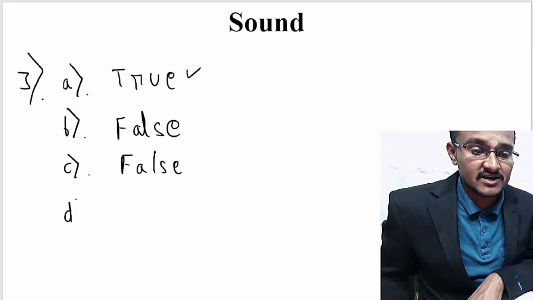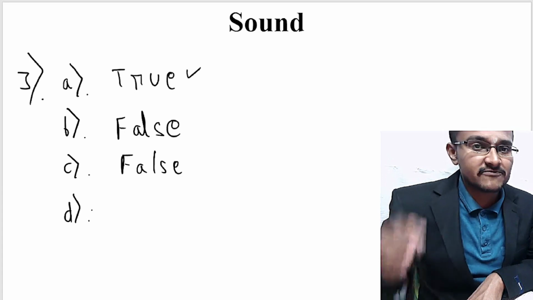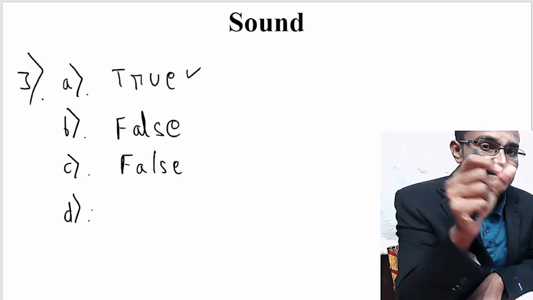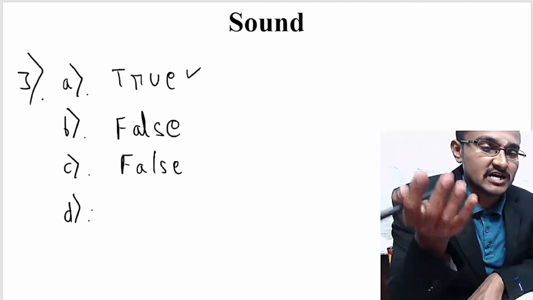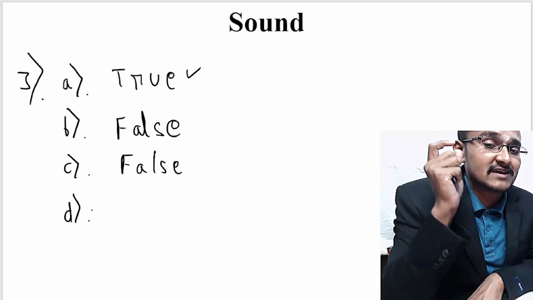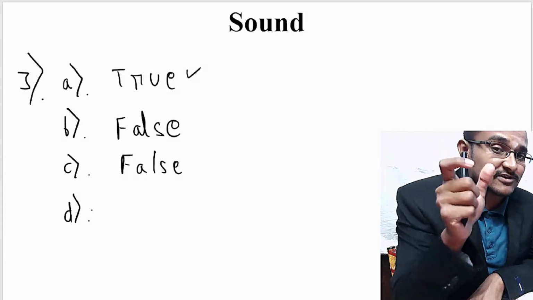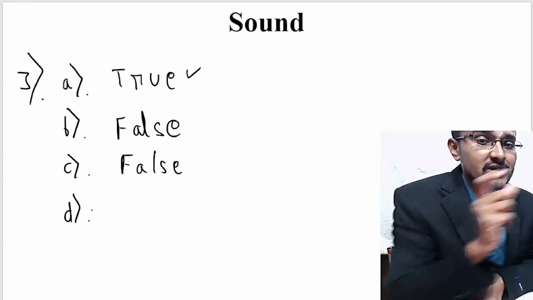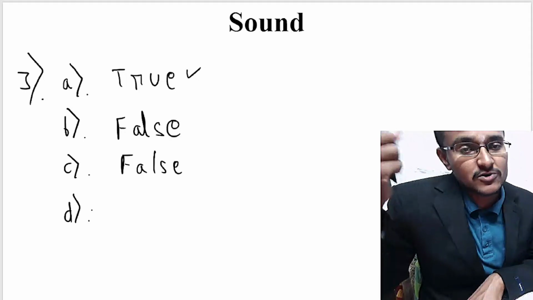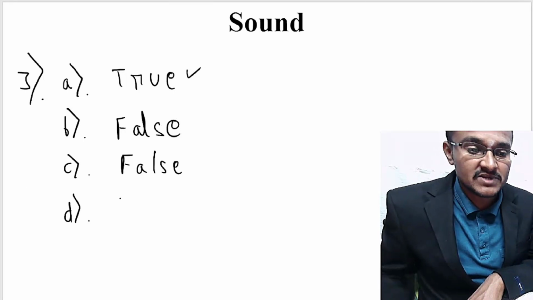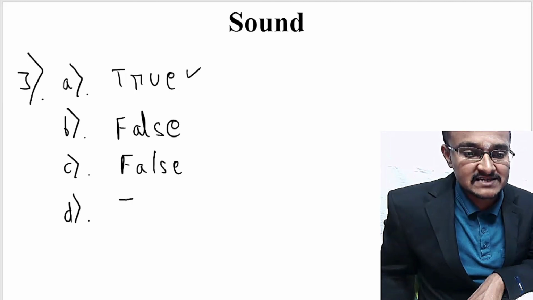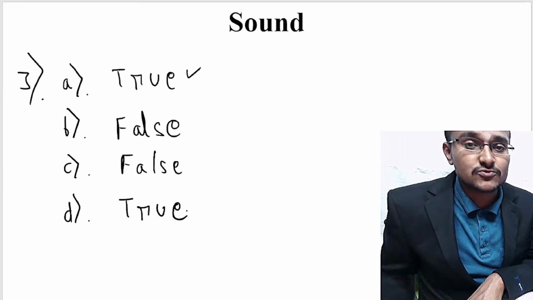Coming to question D: for human ears, the range of hearing sound is between 20 Hz and 20,000 Hz. That is true. If you refer to my previous video, I have explained that the human ear can only hear sound which has frequency between 20 Hz and 20,000 Hz, or 20 kilohertz, because 20,000 Hz is also known as 20 kilohertz. So they have given the correct statement, hence the answer for question D is true.